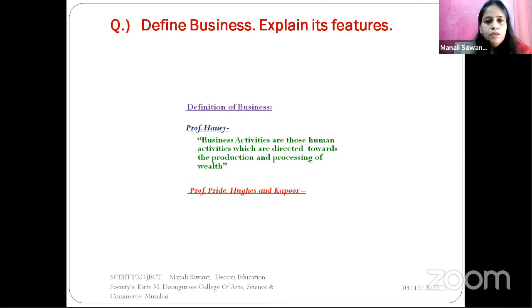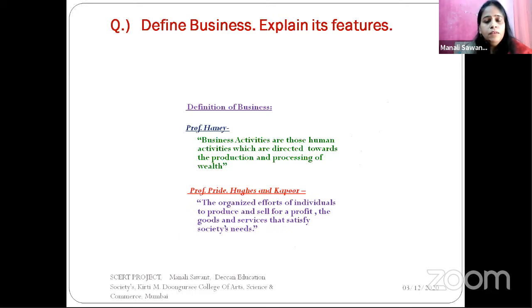Another authority, Professors Pride, Hughes and Kapoor, said that business is the organized efforts of individuals to produce and sell, for what purpose? To earn profit. What are we producing and selling? We are producing goods and services that satisfy society's needs, that satisfy human beings. So we are doing all the economic activities which involve the production and selling not only of goods but also services to satisfy human beings, and the entire activity we call business.